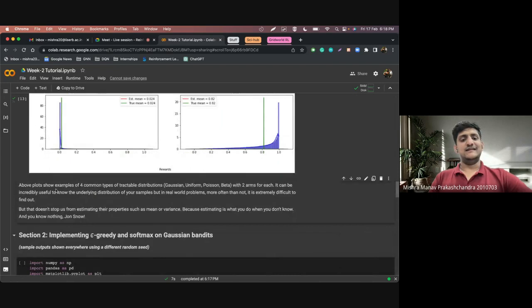So this is just to show an example of four common types of tractable distributions, namely the Gaussian, uniform, Poisson, and the beta, each distribution having two arms. And while it is incredibly useful to know the underlying distribution, more often than not in real world problems, we don't have access to those true means. So we can only take more samples and assume that, given more samples, I am expected to reach the true mean.